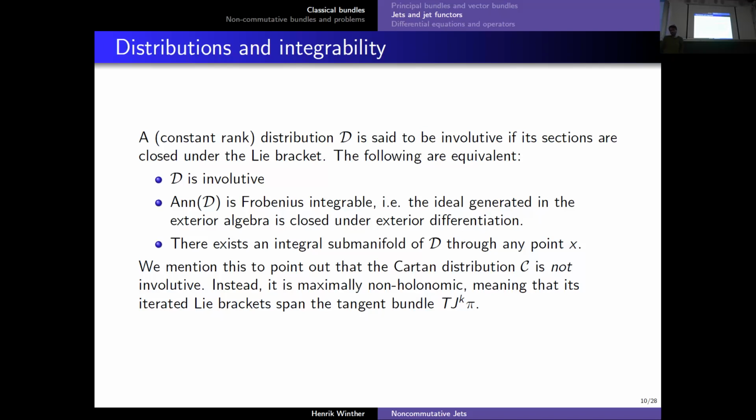And these nice properties are not properties that we have for the Cartan distribution. The Cartan distribution is in the opposite corner. It's something completely different that's called maximally non-holonomic, meaning that if you start taking Lie brackets of its sections, then in a finite number of steps, you will get the entire tangent bundle. But it turns out that that's actually not a bad property to have. Maximally non-holonomic distributions are very good geometric structures, classically. So let's discuss that.